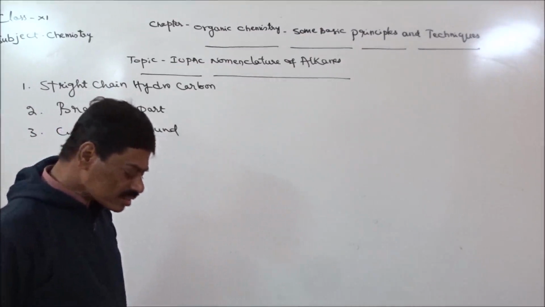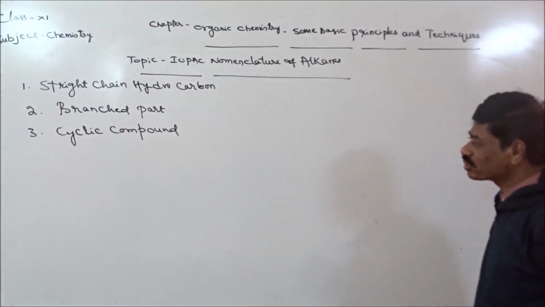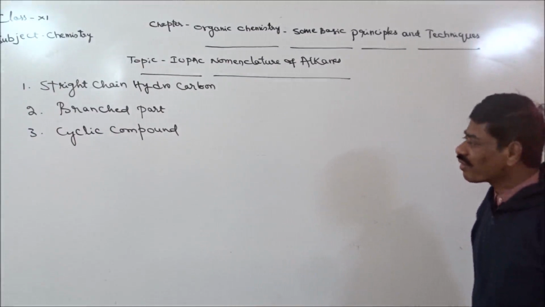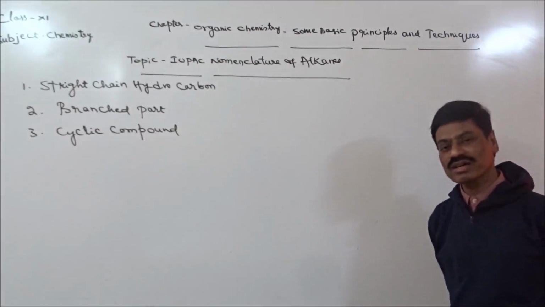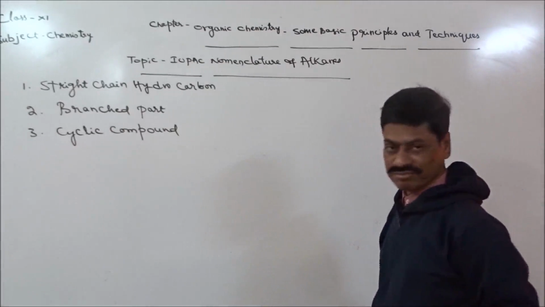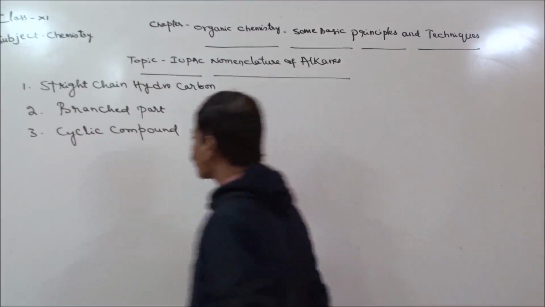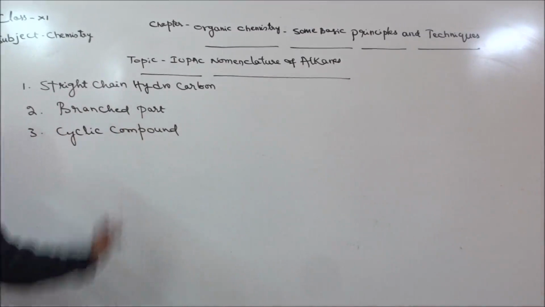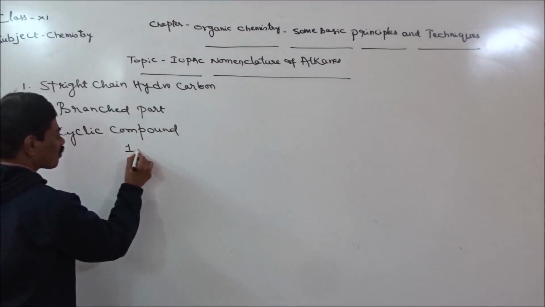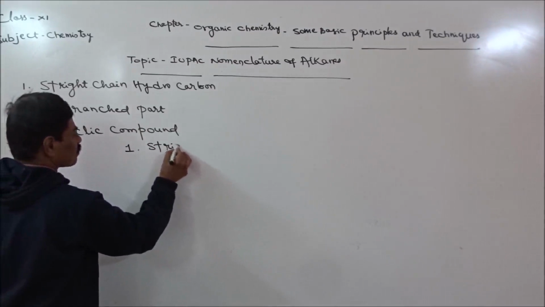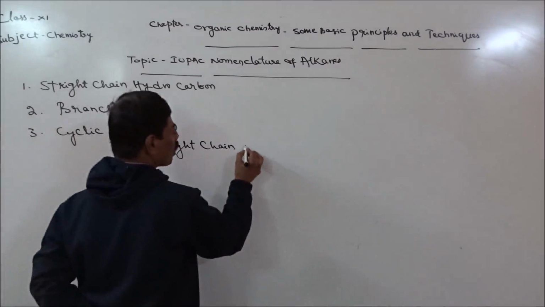Next, in the common system, how do we give the name to such substituents? And finally, cyclic compounds. Those are hydrocarbons which have cyclic structures. So with that, nomenclature of alkanes will come to an end. Now let us see the first part of nomenclature of alkanes, that is straight chain hydrocarbons.